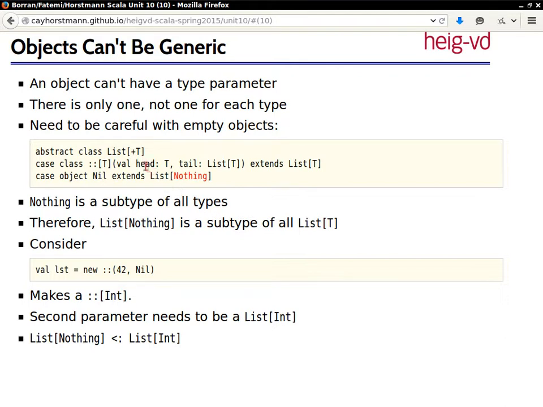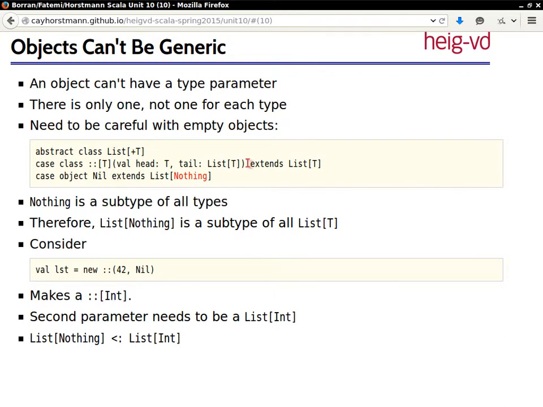So let's say I want to make a generic list class. So I want a covariant T because it's a read-only list. I have my case class :: that has a head of type T and a tail of type List[T], like what you've seen in the lab last week, now except with generic types. I have a case object for the empty list. I only want an object. I don't want to have a whole class because there's only one. But I can't put angle bracket T behind here because of the special rules. Objects can't be generic. But I still want it to be a list.